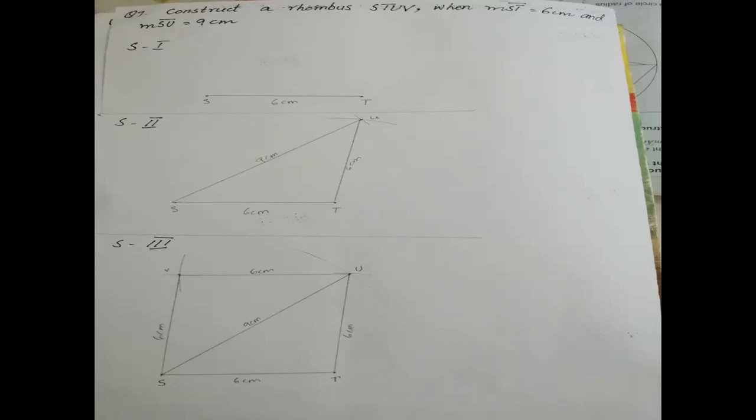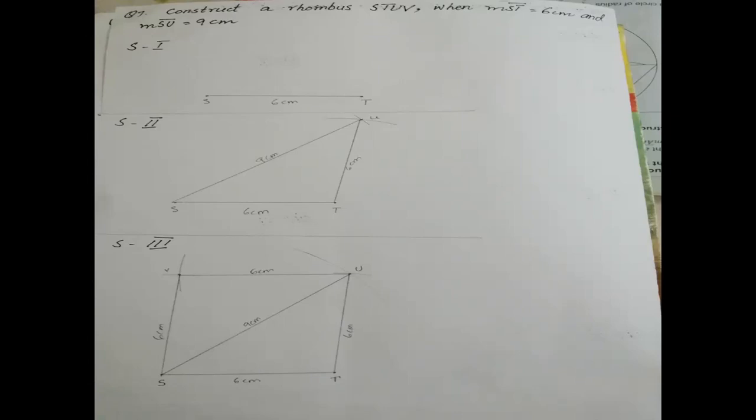Now change the radius of your compass. Open your compass 6 centimeters. Put it on point T and cut the first arc, which you already drew with the radius of 9 centimeters. Now you see both arcs meet each other at point U. Join U with T and U with S.